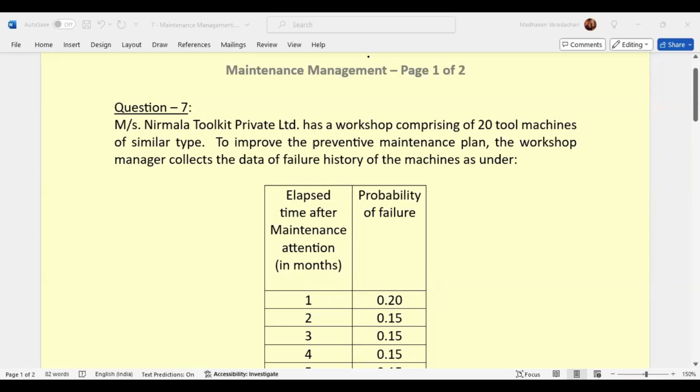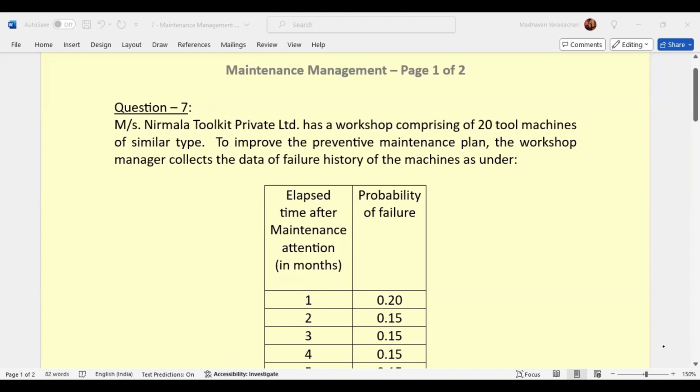Hello everyone. This is question number 7 related to maintenance management. Nirmala Toolkit Private Ltd has a workshop comprising 20 tool machines of similar type. To improve the preventive maintenance plan, the workshop manager collects the data of failure history of the machines as under: elapsed time after maintenance attention in months, and probability of failure.